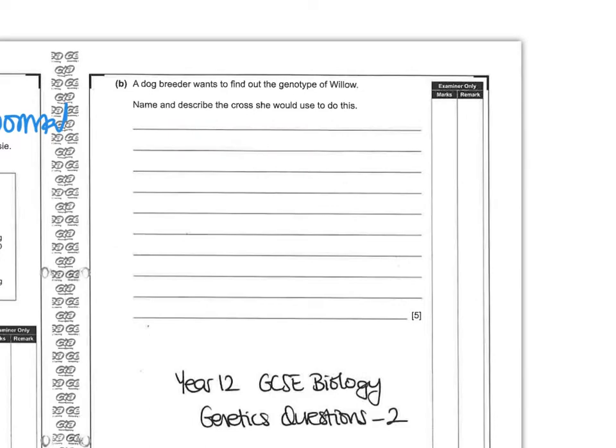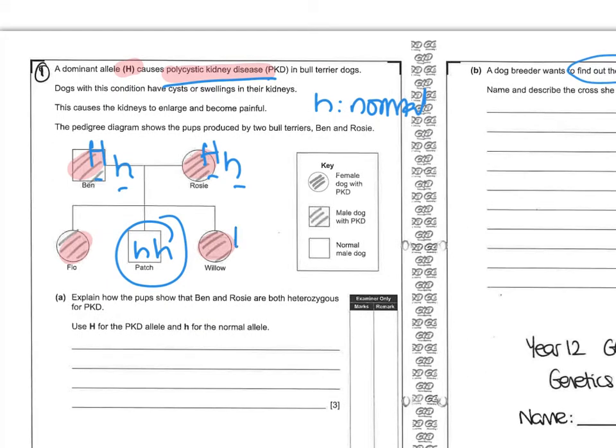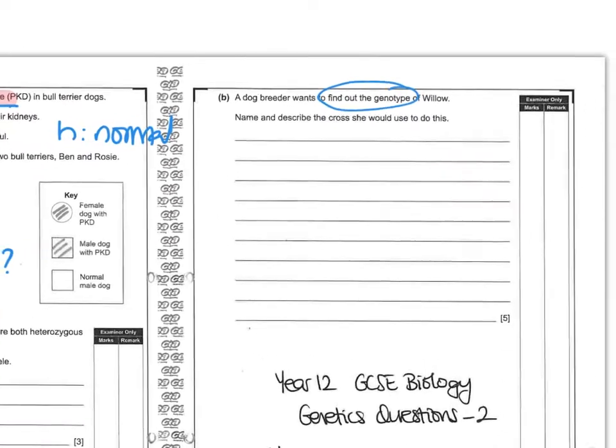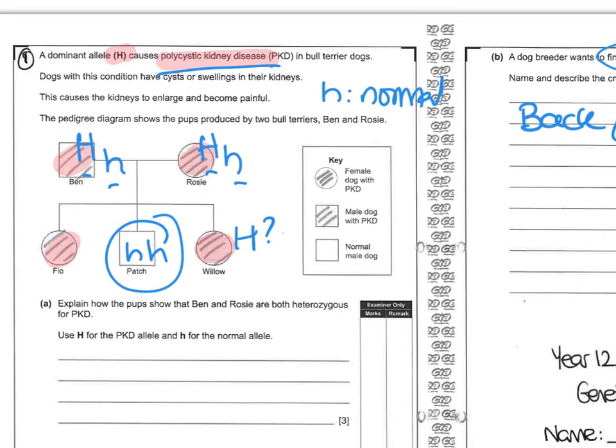Dog breeder wants to find out the genotype. So if you want to find out the genotype, you see there Willow has a big H, but we don't know whether Willow is big H big H or big H small h. So what's the kind of cross, Molly? Back cross or test cross, so 1 mark for that. So what do you cross it with in a back or a test cross, Harry? Can you remember? Heterozygous and homozygous? No, we know that Willow has the condition.